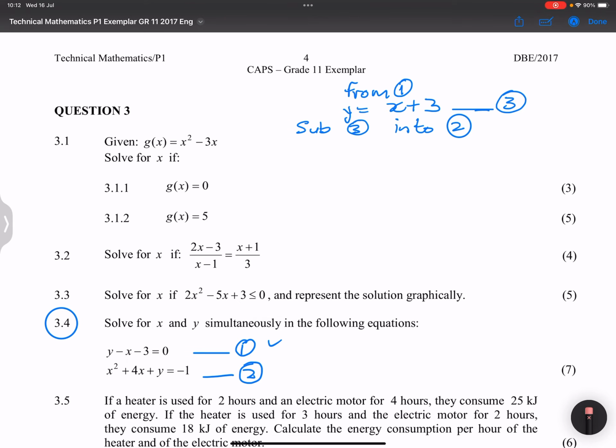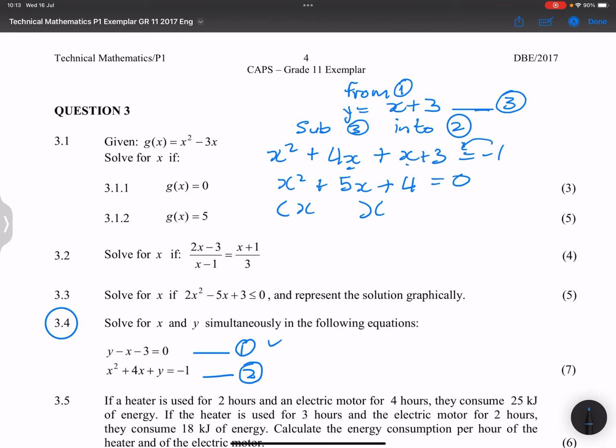So let's do that. So we've got x squared plus 4x plus y, but we know that y is x plus 3. And this is equal to negative 1. So let's try and get this back into quadratic form. So we've got x squared plus 4x plus x, that will give us 5x. And 3, remember when I take the 1 to the other side it becomes positive, and so we've got plus 4.